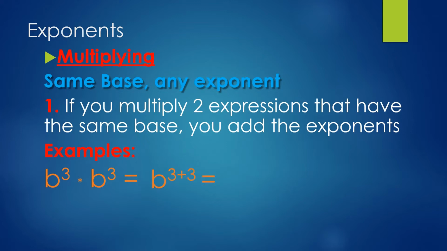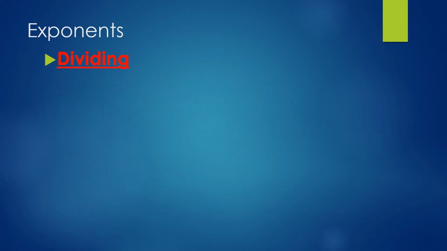So it would look like this. b to the third plus 3. 3 plus 3 is 6, so our answer is b to the sixth power. In this scenario, you have y to the fifth power times y to the second power, or y squared. Since we're going to add the exponents, we would have y to the 5 plus 2 power, or y to the seventh. Alright, so now we're going to do dividing.